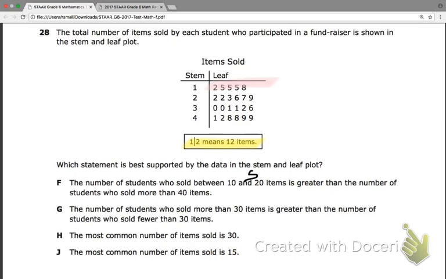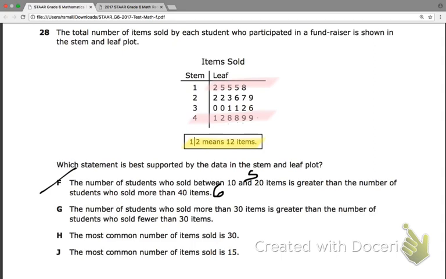Now let's count how many students sold more than 40 items. I see 1, 2, 3, 4, 5, 6 numbers. So this is saying that 5 is greater than 6, which I know is not true. So F is incorrect.